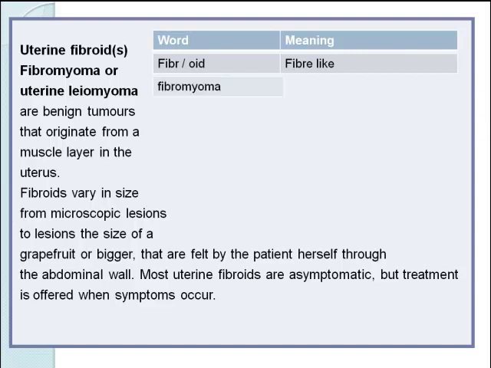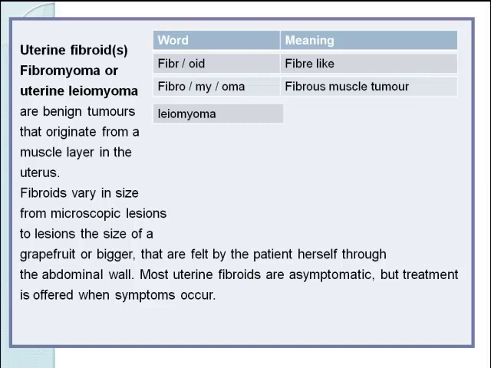Fibromyoma, the next word, we can break that down. Fibromyoma. So you know that oma is the tumour or the swelling, and myo is muscle, fibro, fibre. So it's a fibrous muscle tumour or lump, another term for a fibroid.